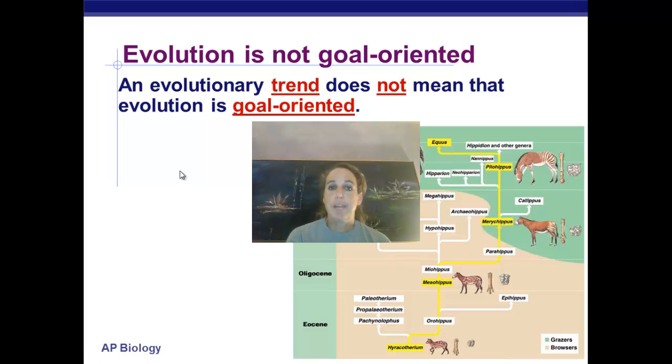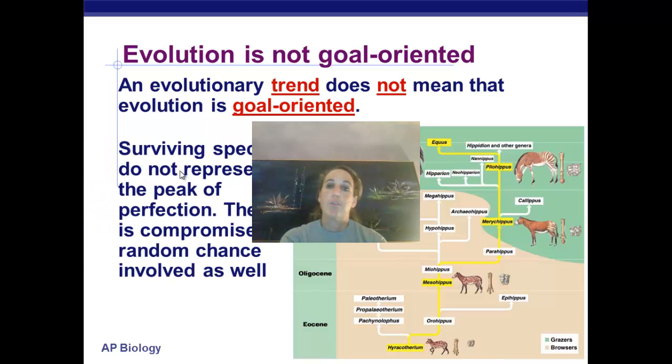An evolutionary trend does not mean that evolution is goal-oriented. That means there's not some big, picturesque idea of wanting this organism to be like this at the end. Remember that it's always changing in response to changes in the environment, so they don't represent perfection. There's still competition. There are still organisms that don't live long enough to reproduce. And then occasionally there's random chance. We talked about how a volcanic eruption is just going to wipe some things out, whether or not they would have been considered fit in their environment before. So the surviving species still are not perfect. They are still facing challenges in their environment and will still have changes over time.